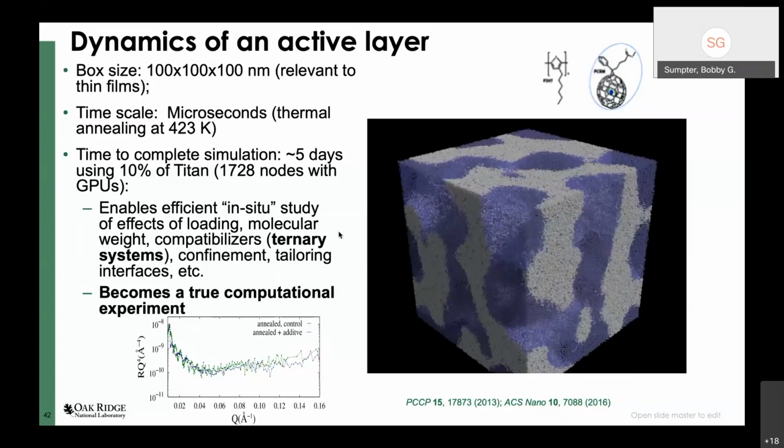So that's an example of coarse grain simulations. This was about a 100 million atom simulation, but it was a coarse grain simulation, and it was calculating time scales on the order of 6 microseconds.